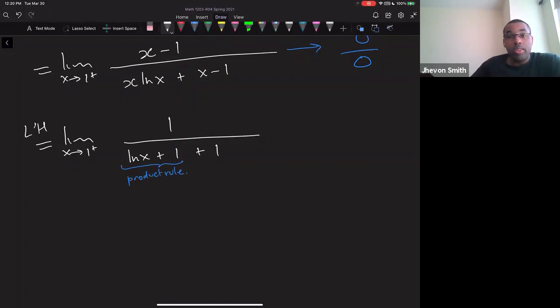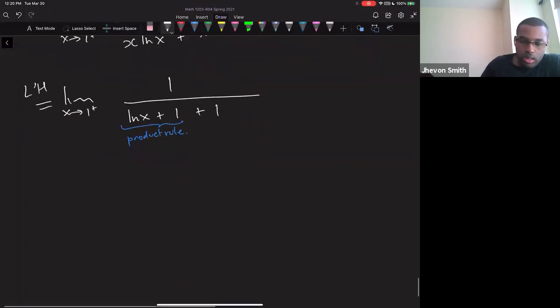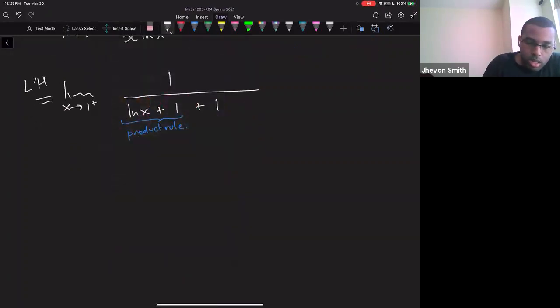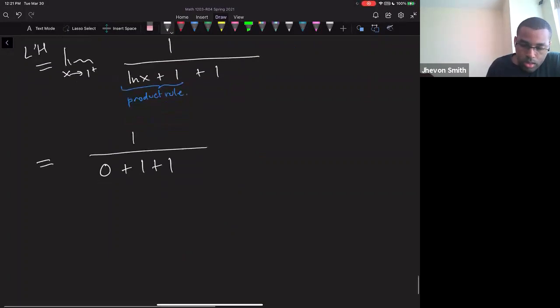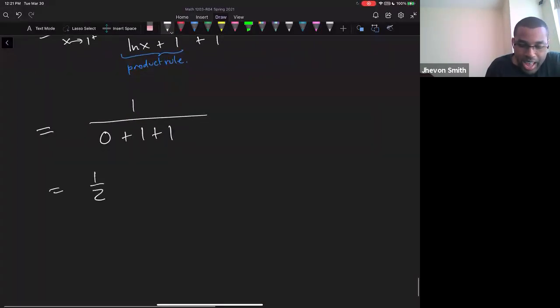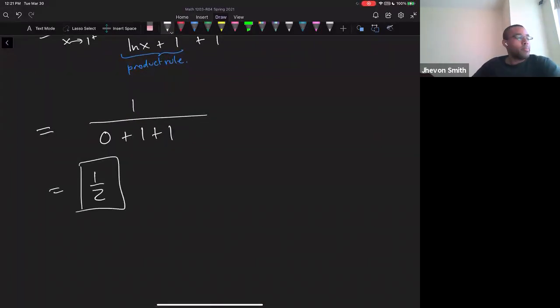Now the numerator is 1. There's no way I'm going to end up in a L'Hopital situation. What about the denominator? As x approaches 1, the logarithm is going to approach 0. It turns out the answer is a half of all things. Yeah, the answer to this limit is a half.